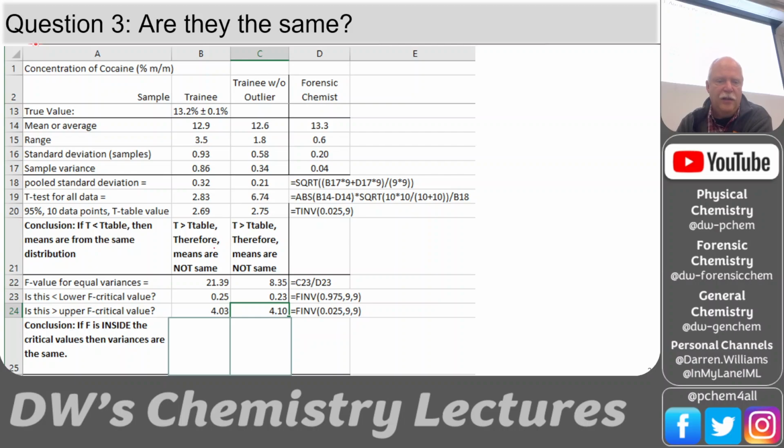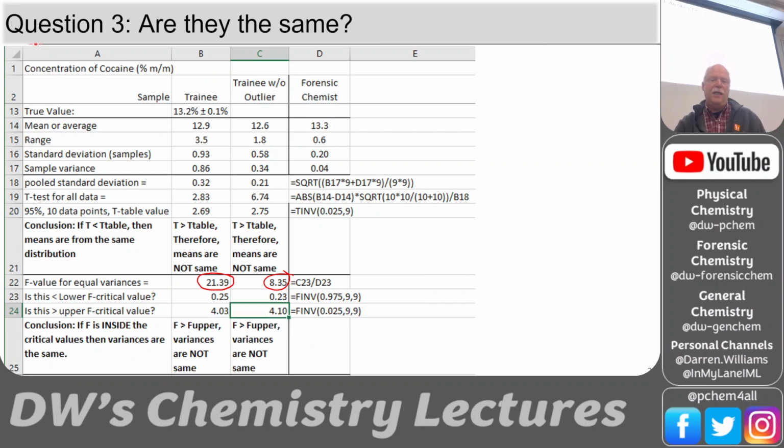Here's our variances. And then with the outlier, that ratio is 21, way higher than 4.1. Okay, if we throw the outlier out, it gets way better, but still, it's 8.35, and it's still much greater than 4.1. So in those cases, the F is greater than the upper F critical value, and so the variances are not the same.